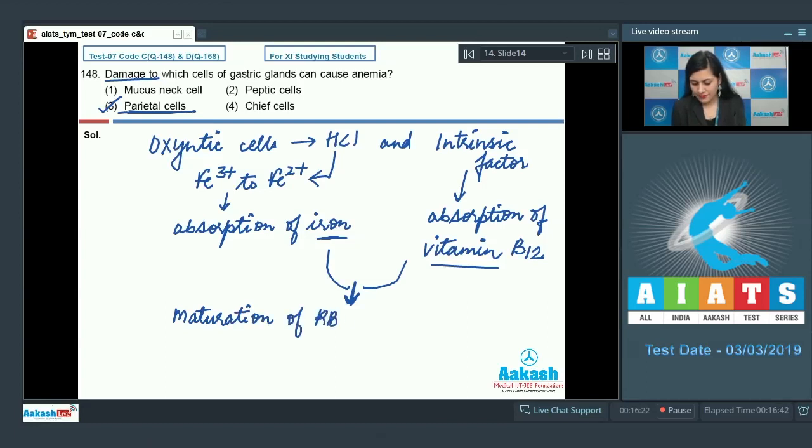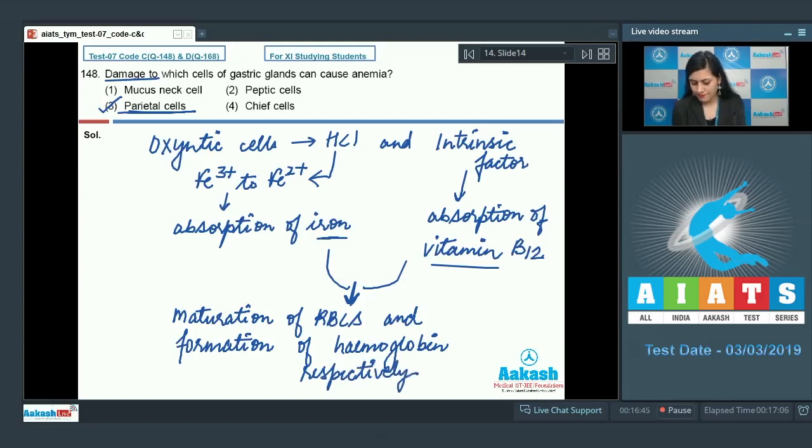of RBCs and formation of hemoglobin respectively, and thus causes anemia. So deficiency of vitamin B12 impairs the maturation of RBCs, and deficiency of iron will impair the formation of hemoglobin respectively, thereby causing anemia. Let's discuss rest of the options.